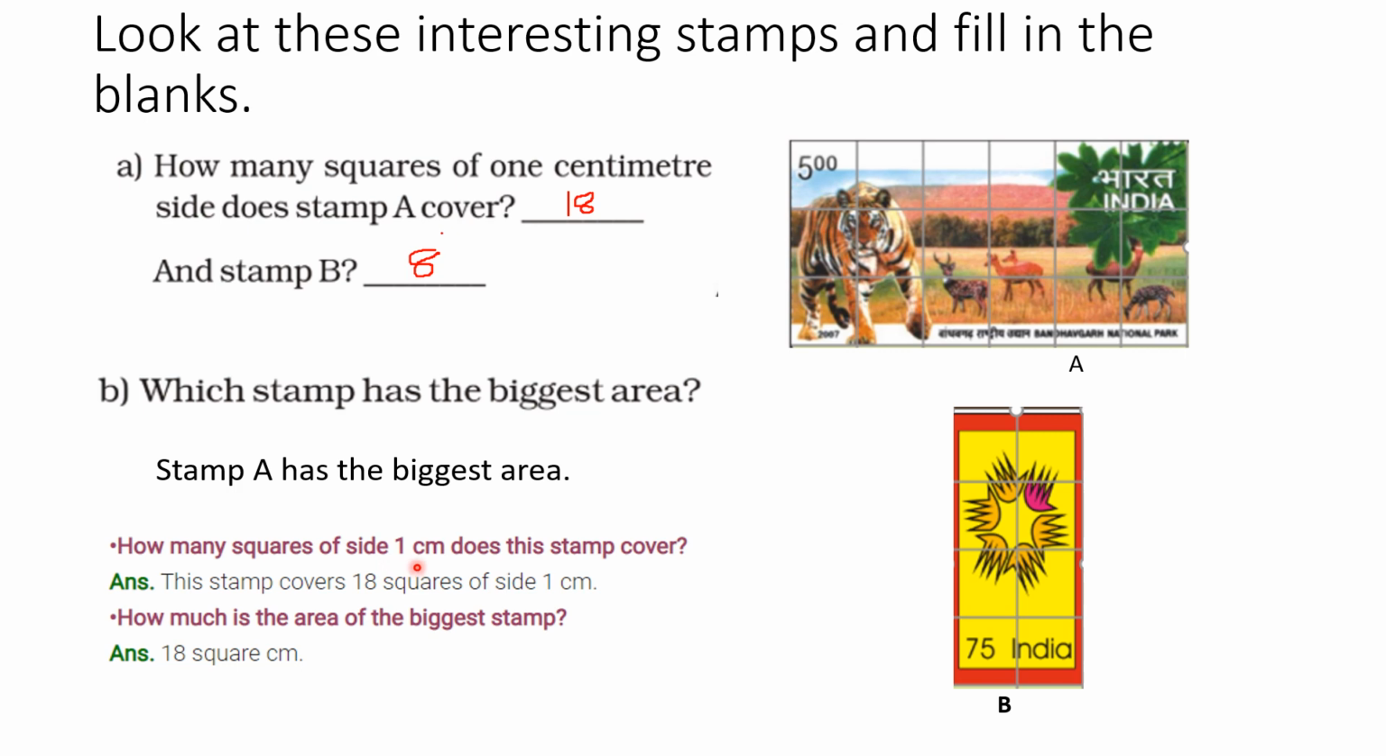How many squares of side 1 centimeter does this stamp cover? This stamp covers 18 squares of side 1 centimeter. How much is the area of the biggest stamp? What is the area of the biggest stamp? That is, the biggest one is stamp A and it contains 18 squares. That means area will be 18 square centimeter. It's clear? You can write this answer in the textbook itself.